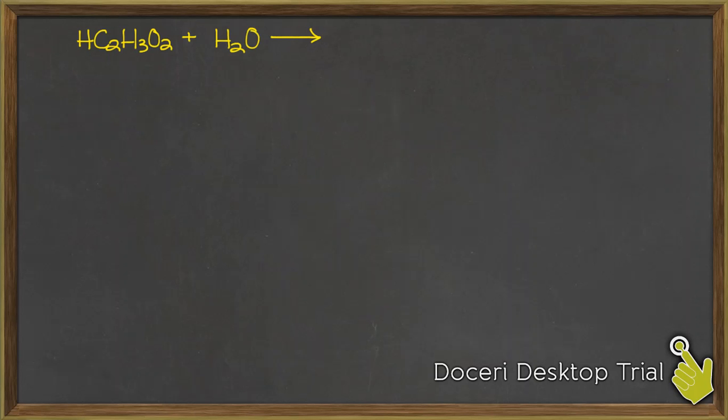Okay, and we're going to predict products here. Don't overcomplicate it. Remember the definition of an acid. What do acids do? They donate away their hydrogen ion, and if that happens, we're going to be left with the acetate ion as our conjugate base and hydronium as our conjugate acid. So there is my reaction.